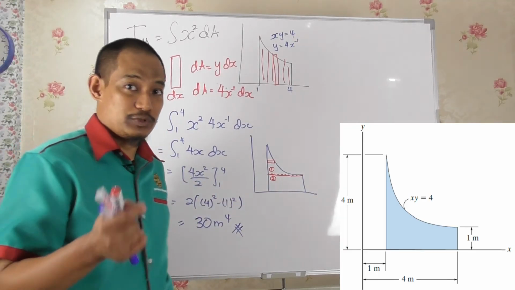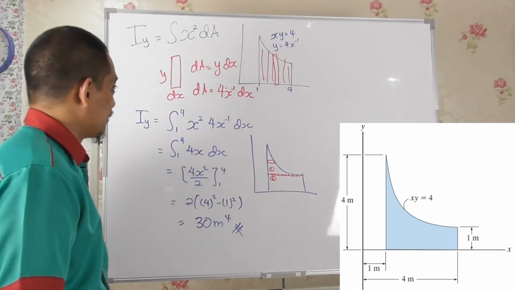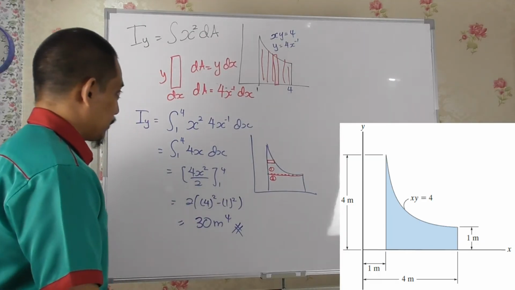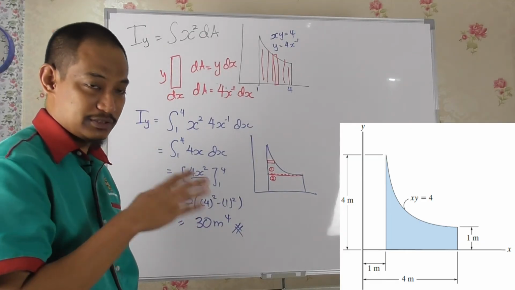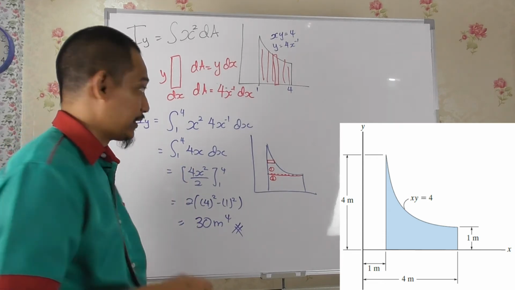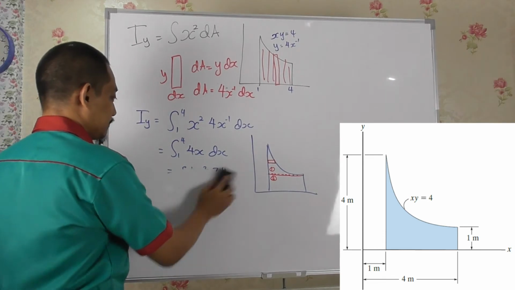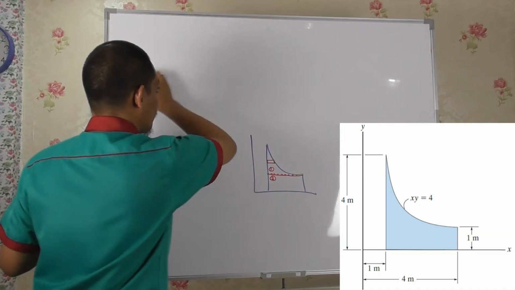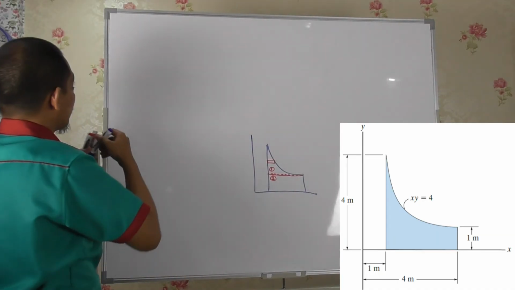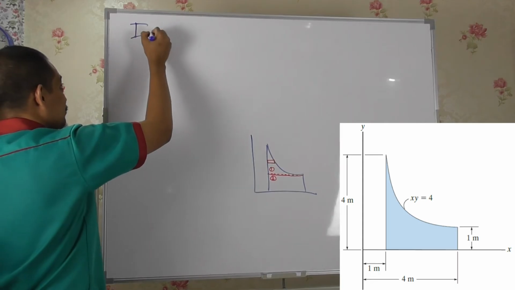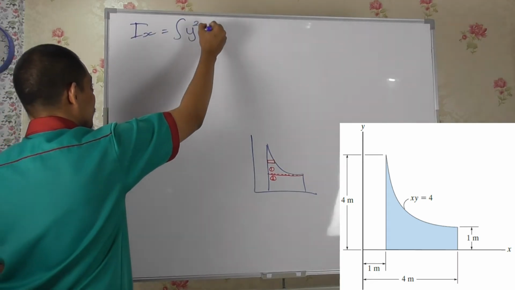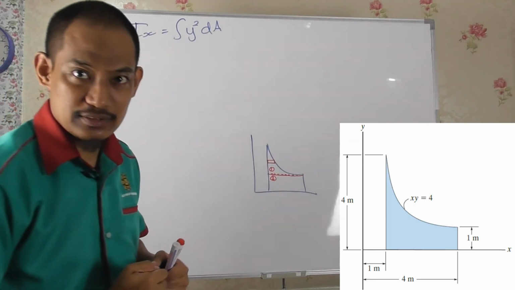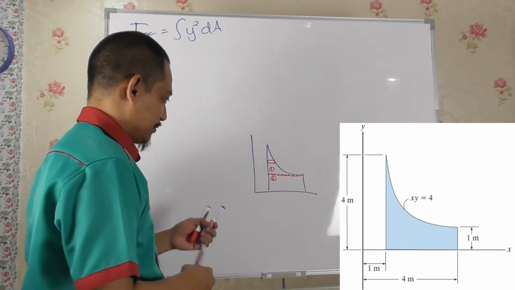Now, just to show, if we are using this one, let's go back to the question part A. For Ix, we have shown earlier in this question how to solve using vertical element. So if we want to use horizontal element, what will happen for Ix? Because for Ix with horizontal element, the equation will be Ix for horizontal equals integration of y squared dA, and we will use this one. Hopefully you can see this one. Okay, we'll keep this one and use this one.